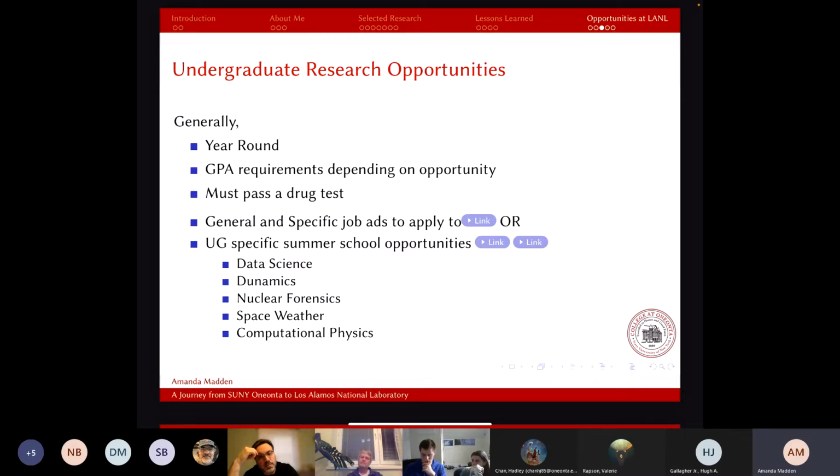There are also a few specific summer school opportunities for undergraduates and graduates. Things in summer schools in data science, dynamics, that's supposed to say, nuclear forensics, space weather, computational physics. These are like 6 to 12 week programs where you come out and you get paid to do research and work with some of the foremost experts in these fields.